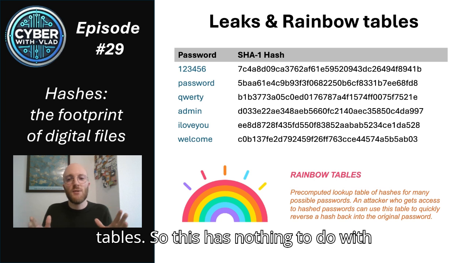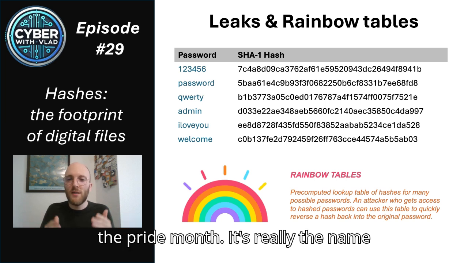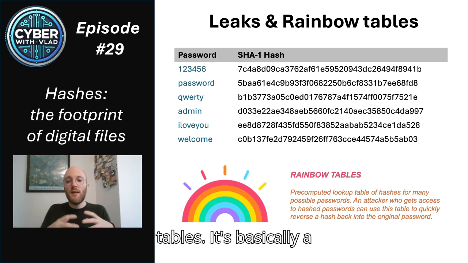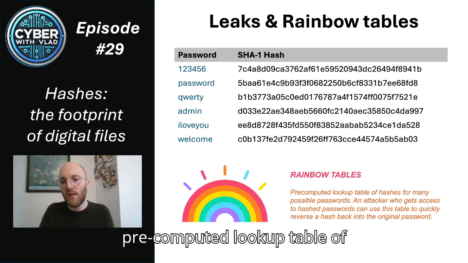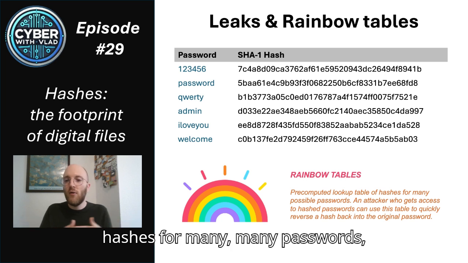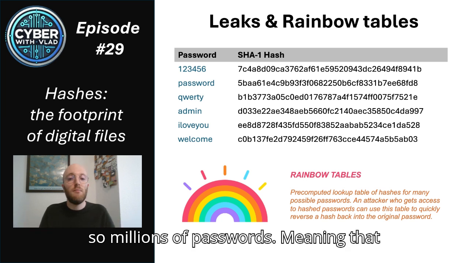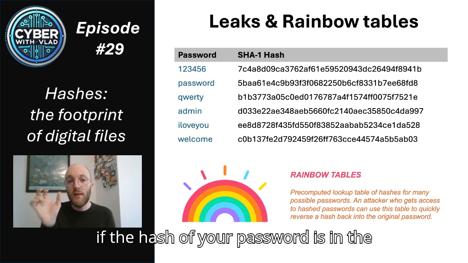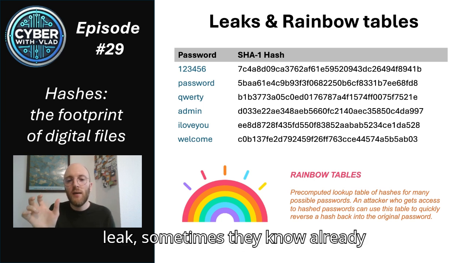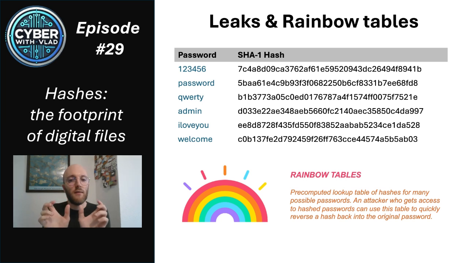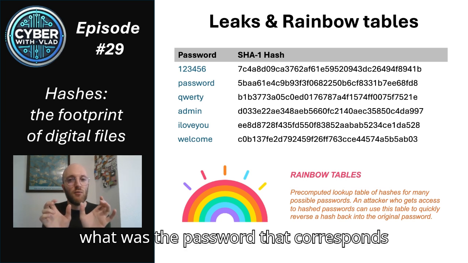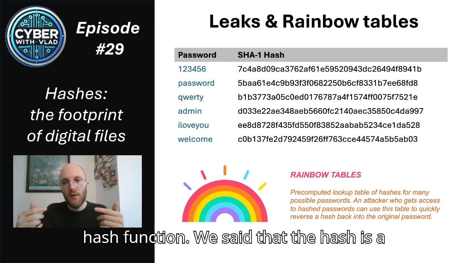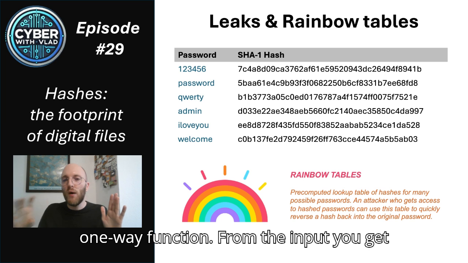Though this has nothing to do with Pride Month, it's really the name that we give to them. So, rainbow tables. It's basically a pre-computed lookup table of hashes for many passwords, so millions of passwords. Meaning that if the hash of your password is in the leak, sometimes they already know what the corresponding password was. So they are kind of breaking the hash function. We said that the hash is a one-way function.